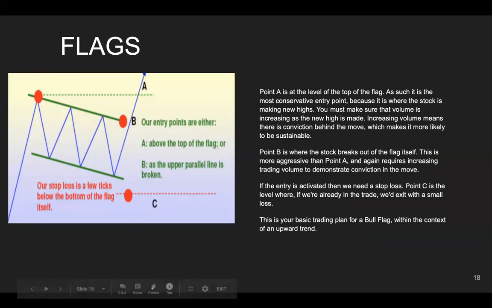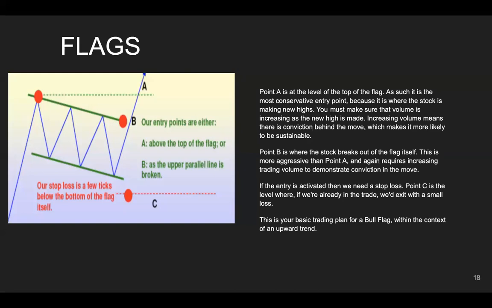Great. Point A is at the level of the top of the flag. As such, it is the most conservative entry point because it is where the stock is making new highs. You must make sure that the volume is increasing as the new high is made. Increasing volume means that there is conviction behind the move, which makes it more likely to be sustainable.